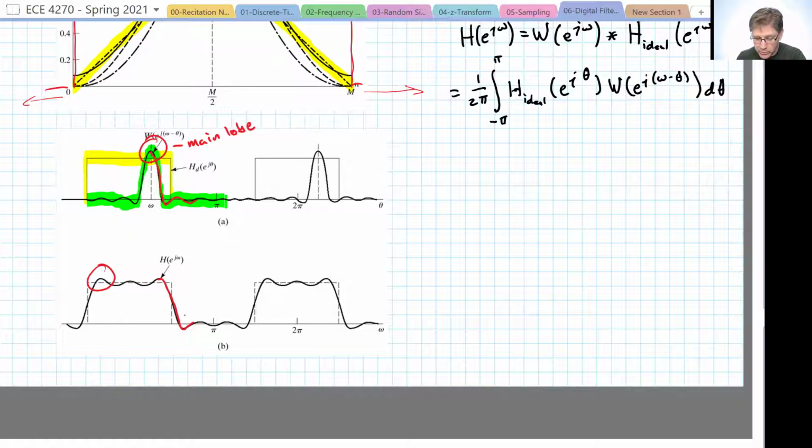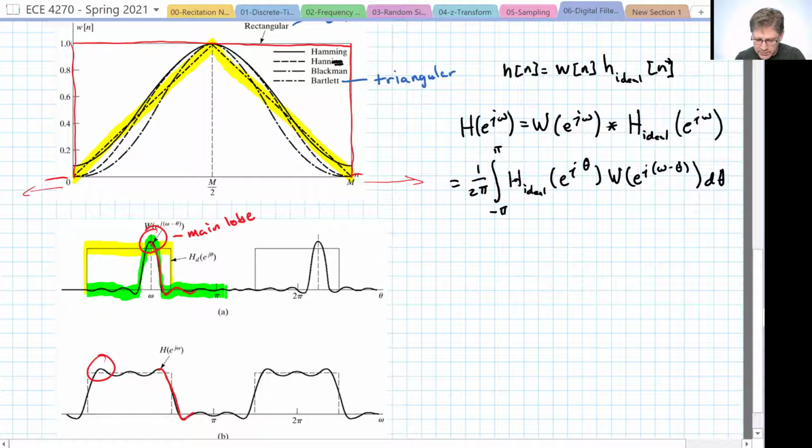Well, one way we can do that is by our choice of window functions. Different window functions are going to have different characteristics. If we look at the things up here, it turns out that our rectangular window is going to have the fastest transition from up above to down below. Our transition region will be the steepest.